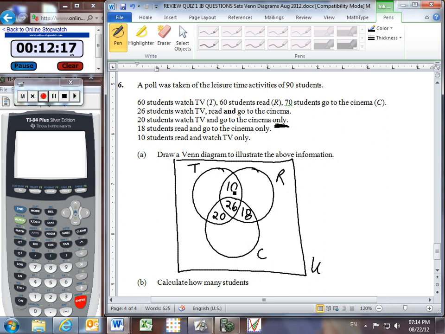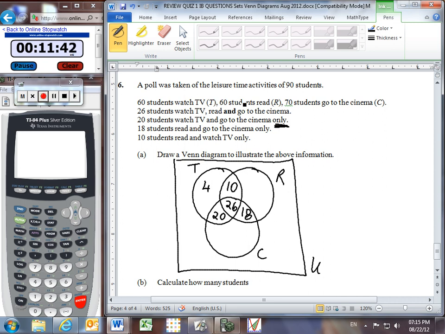Now then, let's continue working our way outwards, and we can start filling in these 3 regions. These, of course, are the students who are in the television set, but they are not in the other sets. They must watch television only. Now we have a total of 60 students who watch television. We've already used, if you sum these, 26 plus 10 plus 20, that's 56. If there's 60 students watching TV and 56 of them are here, that must leave the difference, 4, who only watch TV.